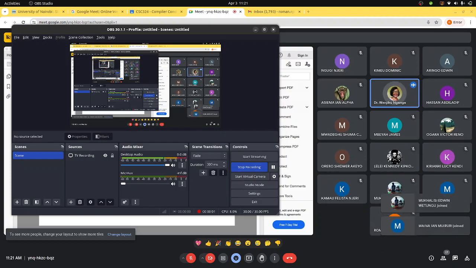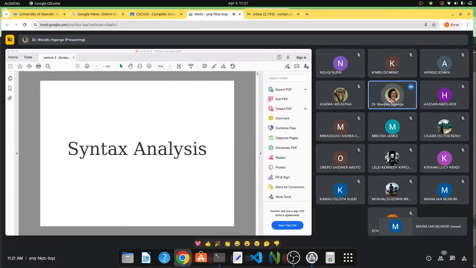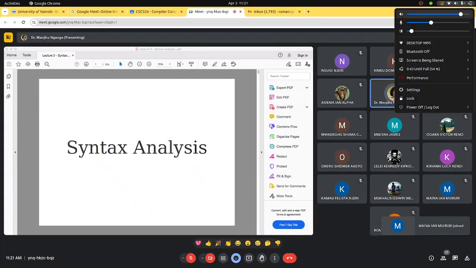So today we move on to a different topic. We've been working on the semantics, we're doing lexical analysis. Today we move on to the next stage of the compiler process, which is syntax analysis.